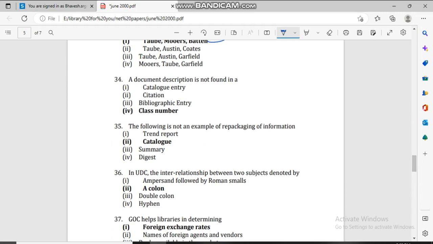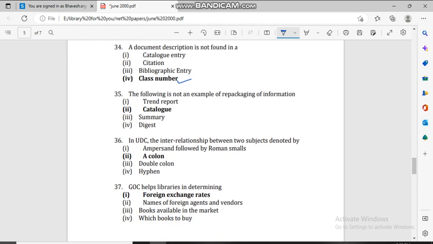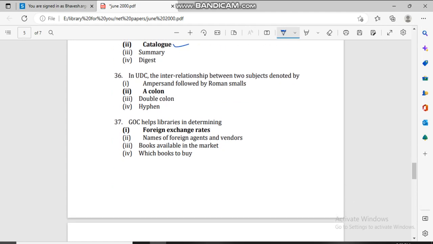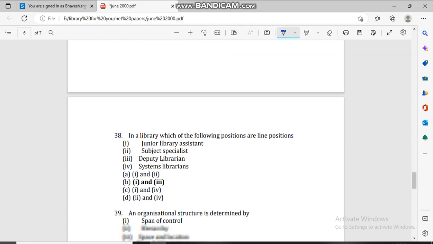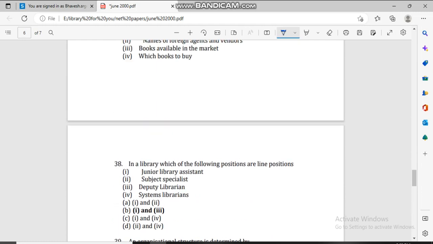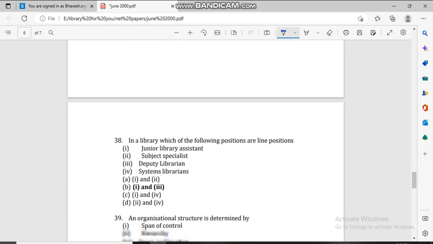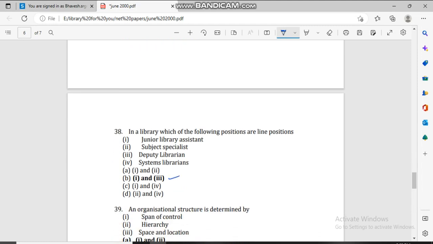A document description is not found in a class number. The following is not an example of repackaging of information, that is catalog. In UDC, the interrelationship between two subjects is denoted by a colon. GOC helps libraries in determining the foreign exchange rates. In a library, which of the following positions are line positions? So that is 1 and 3rd, the junior library assistant and the deputy librarian.